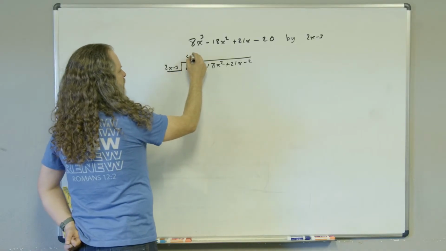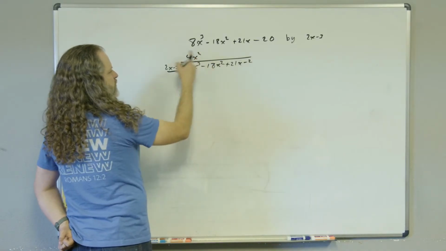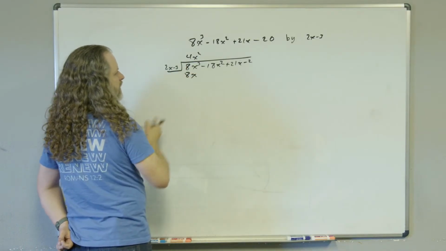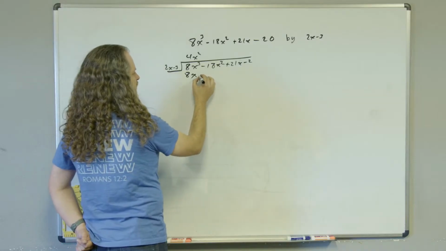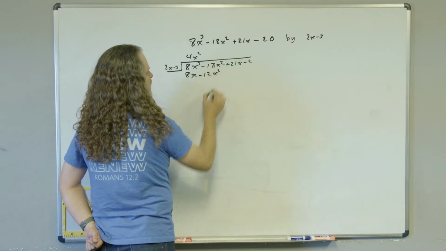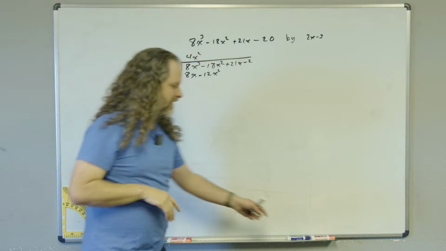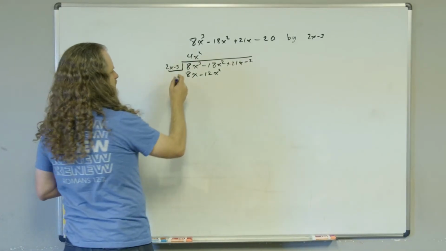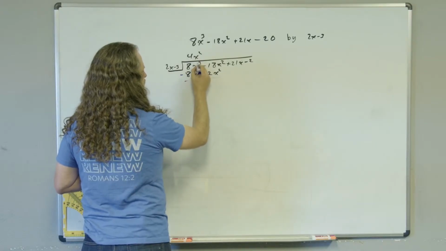And get 4x squared. Then we distribute: 4x squared times 2x is 8x cubed. 4x squared times negative 3 is negative 12x squared. Slow down. Okay, good. I subtract that. Change both the signs, minus, plus. That cancels.